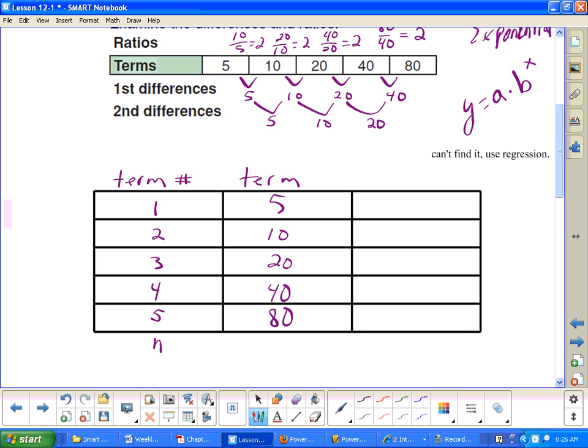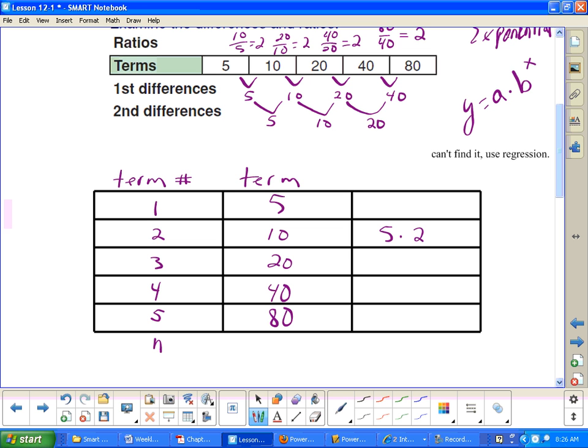And then we're going to talk about how I got there, in terms of our constant ratio or our differences. So to get 10, we did 5 times 2, right? Our first term is 5. There's our value of a at this point in time. All right. So then how do I get from 5 to 20? To get from 5 to 10, we multiply by 2.